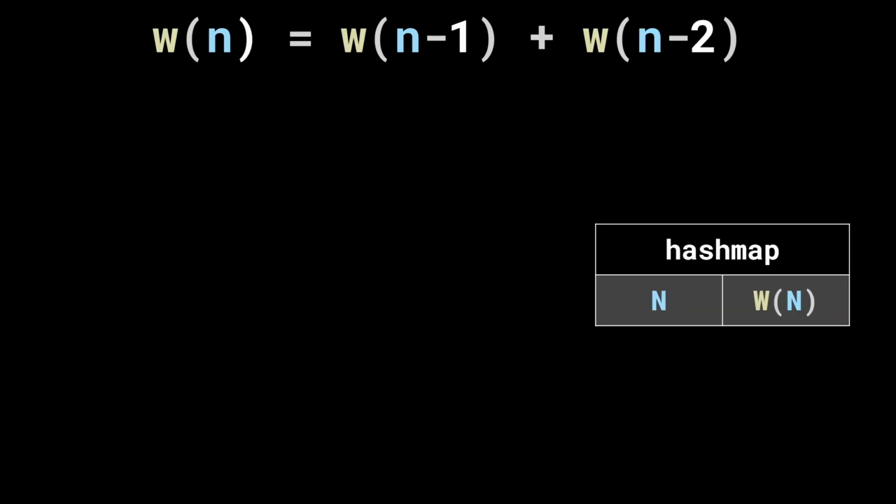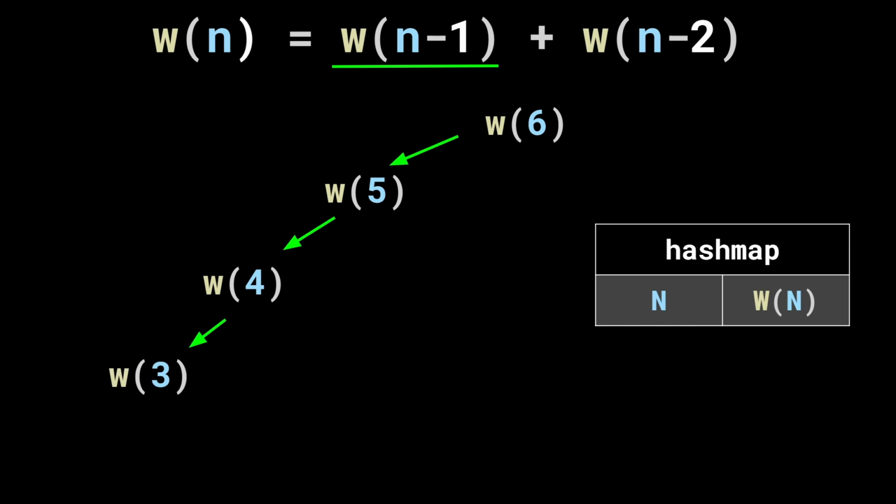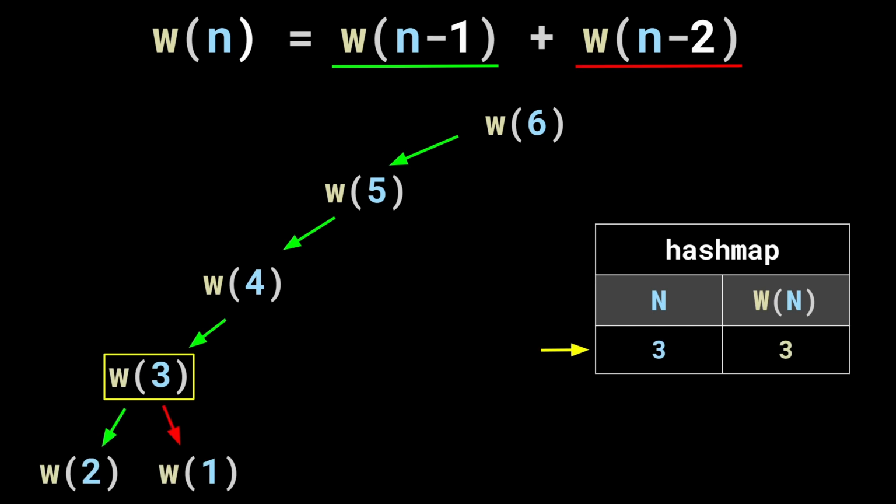The first technique we can use is called memoization, which consists in storing the result of intermediate calculations in, for example, a hash map. If we go back to the definition of our function w and we want to compute w of 6, then we will check if we can find its value inside the hash map, but it's empty for now. So we expand the left branch of the expression and we keep doing this until we reach a base case. We then can expand the right branch and we can store the result inside the hash map.